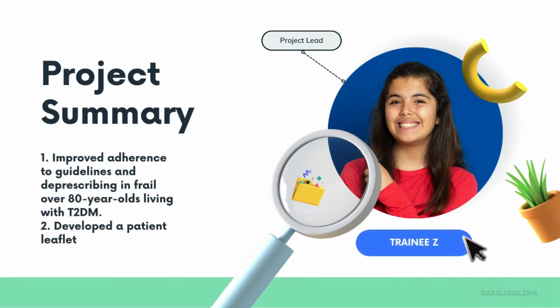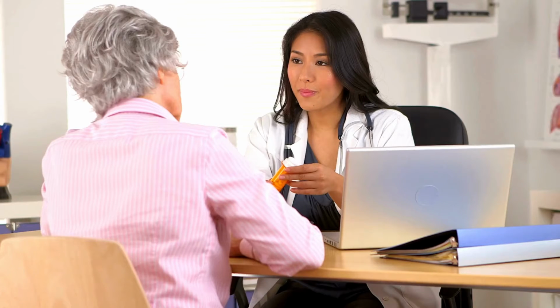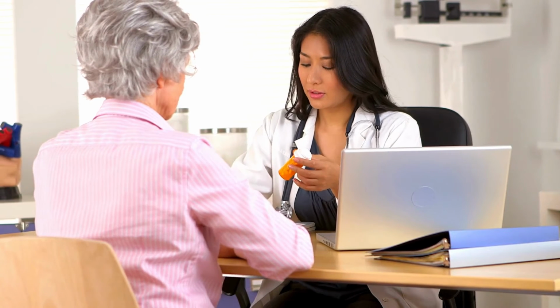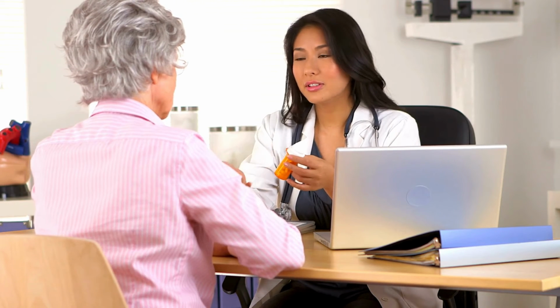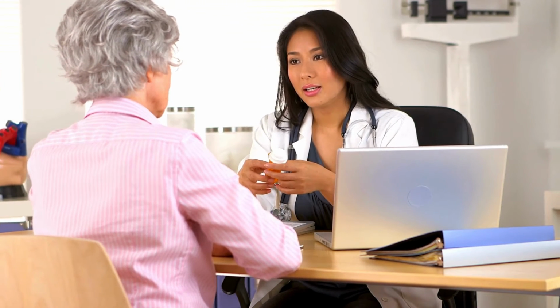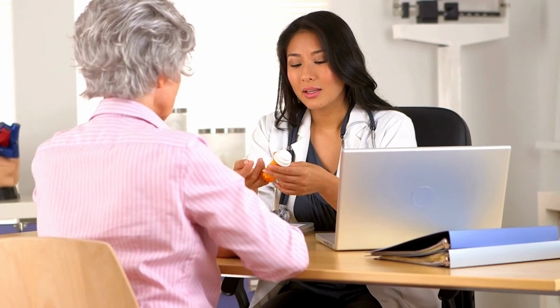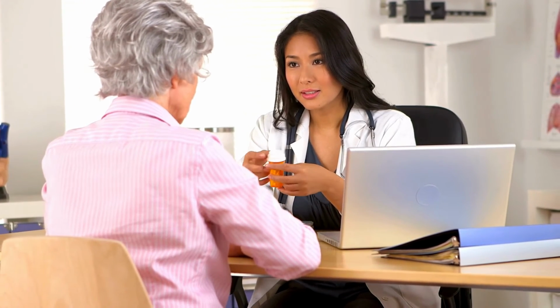Meet Z. She looked at the control of type 2 diabetes in over 80-year-olds. About 100 patients with HbA1c of 48 or less had their medications reviewed. The guidance in this age group recommends de-prescribing medications, especially in the frail subset of patients.